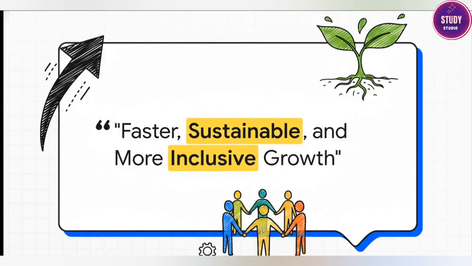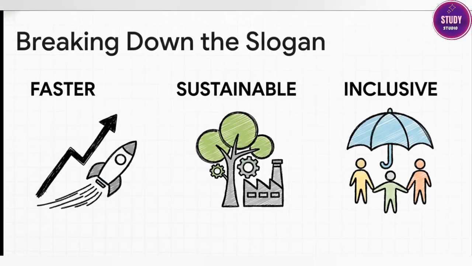The very last one, the 12th Plan, which ran from 2012 to 2017, had this incredibly ambitious slogan at its heart. It showed that the goal wasn't just any old growth, but a very specific kind of growth. So let's actually break that down. What did it all mean? Faster was about the hard numbers. They were aiming for a staggering 8% average GDP growth.